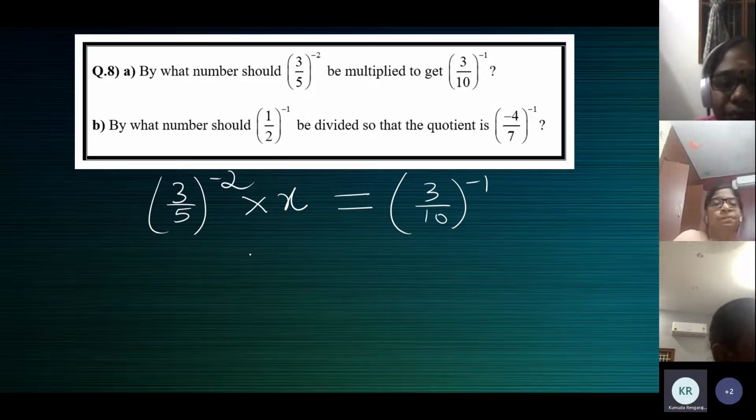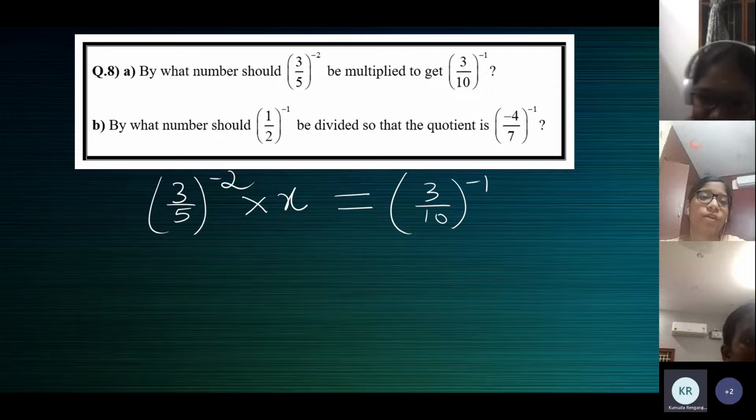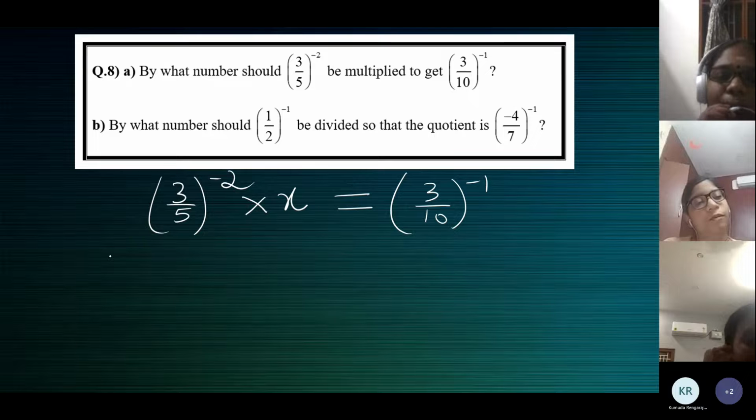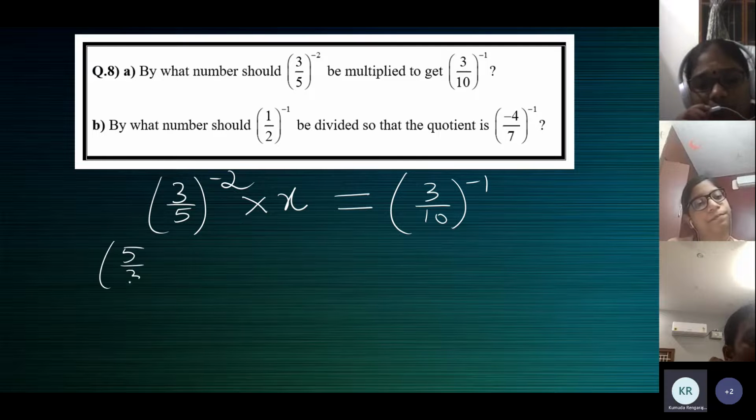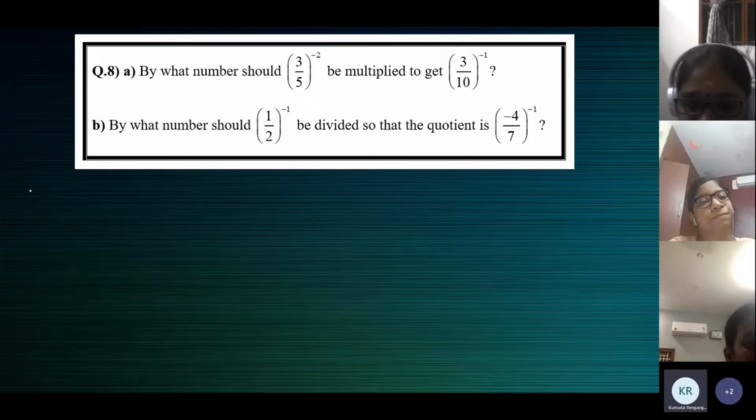Now tell me what will happen to (3/5)^-2 when it goes to the other side? You can do it in many ways. Division, ma'am. Okay, division. What is (3/5)^-2 with a positive exponent? (5/3)^2, ma'am.